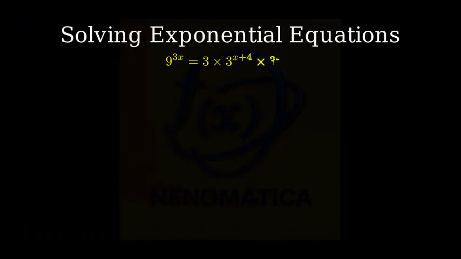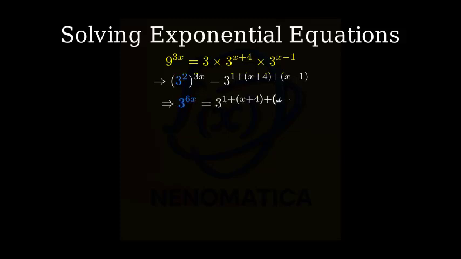Here's our exponential equation. We have 9 raised to the power of 3x equals 3 times 3 raised to the power of x plus 4 times 3 raised to the power of x minus 1. First, let's rewrite 9 as 3 squared. This will allow us to express everything in terms of the same base of 3.